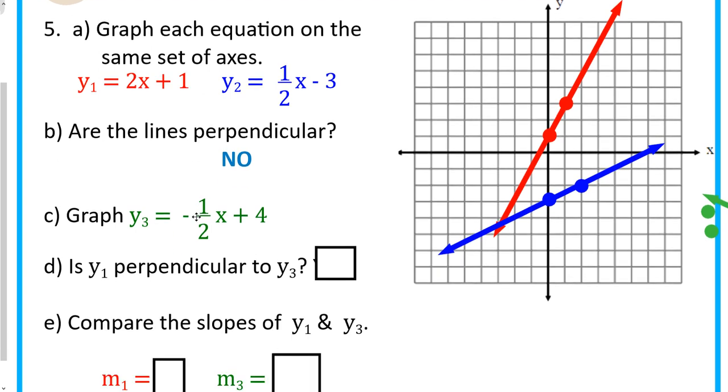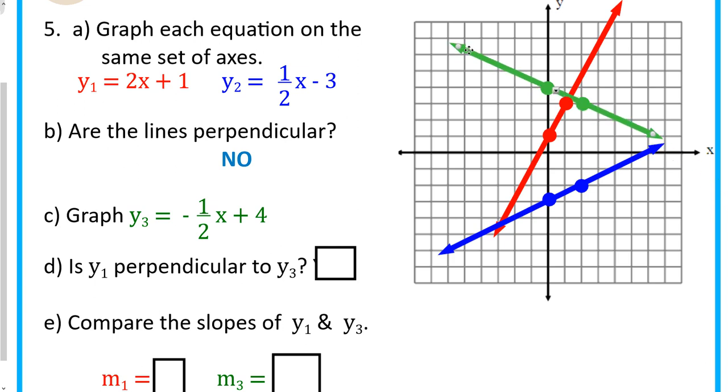Let's add a third line. Okay, negative 1 over 2x plus 4. Do you think this is going to be perpendicular with either the first line or the second line? What do you think? So starting at number 4, 1, 2, 3, 4, there's my y-intercept of 4. And then the slope is negative 1 over 2, so I'm going to go down 1, over to the right 2 to put my second point in place.